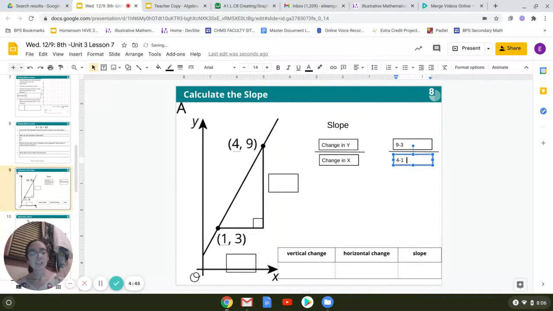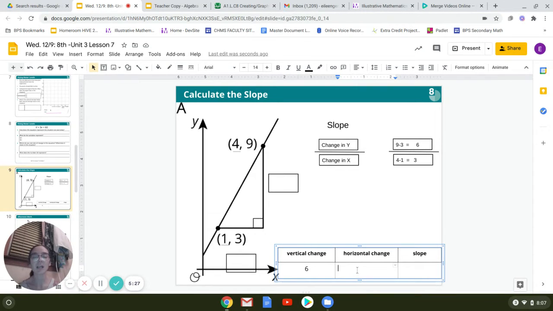And then we can say that's equal to 9 minus 3, which is 6, over our horizontal change, which is 3. So we can say our vertical change, or our change up and down, is our y values here. Vertical is our y's, and so that's 9 minus 3, which means our vertical change is 6, and our horizontal change, which is our x values, 4 minus 1, gets me 3.